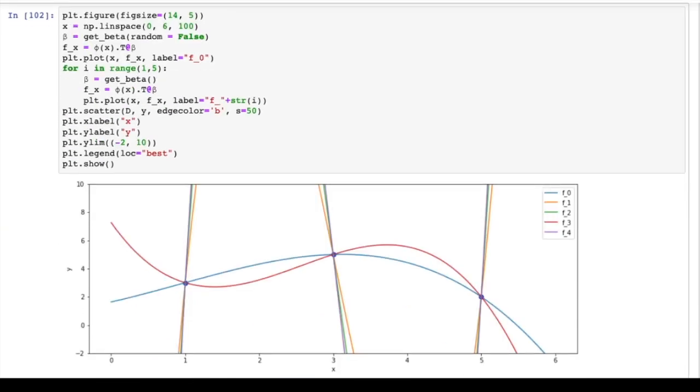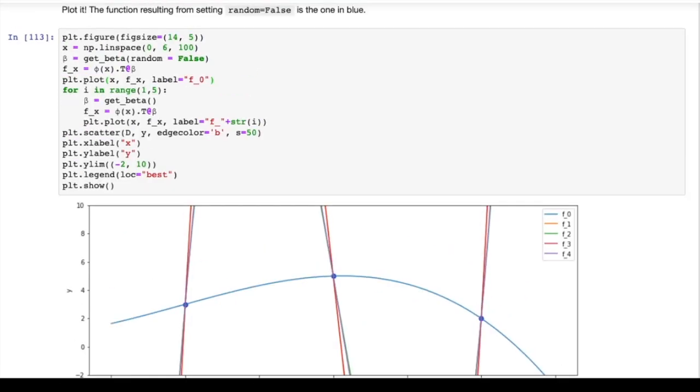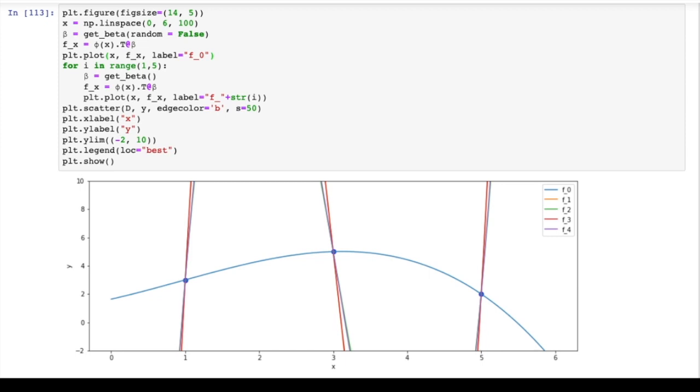So f0, the blue one, is the solution when we only use the pseudo-inverse. Here we have another random sample. You see that all of these functions go through the 3 points we have actually observed. But how the function behaves outside of these 3 points varies a lot.